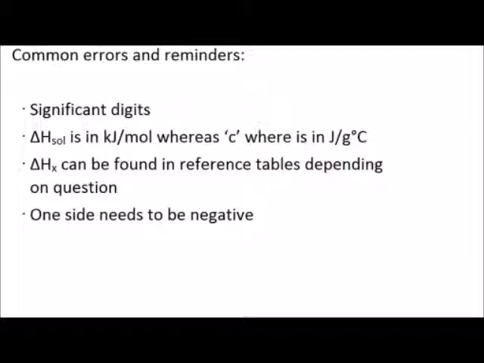These are some common errors that students make when solving these problems. Number 1, remember to apply significant digits. This is important for full marks. Number 2, the delta Hx is in kilojoules per mole, whereas the C is in joules per gram degrees Celsius. You must keep this in mind when doing conversions to make sure the units for all measurements match. Divide the C by 1,000 or multiply the delta Hx by 1,000 to keep the units consistent. If the substance is given, then the delta Hx can be found in a reference table. That would be given. Remember, the negative sign needs to be on one of the sides. This is because exothermic reactions are negative and endothermic reactions are positive.